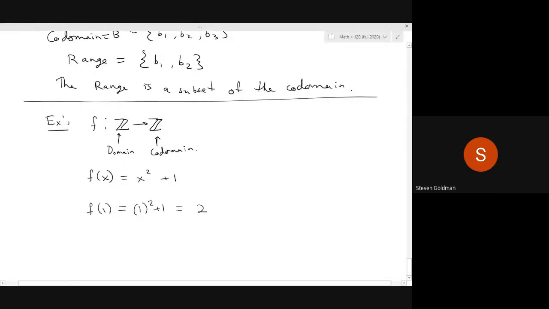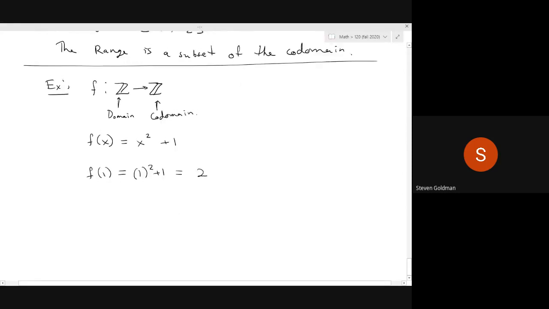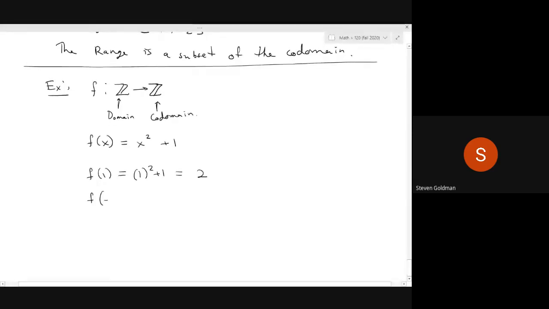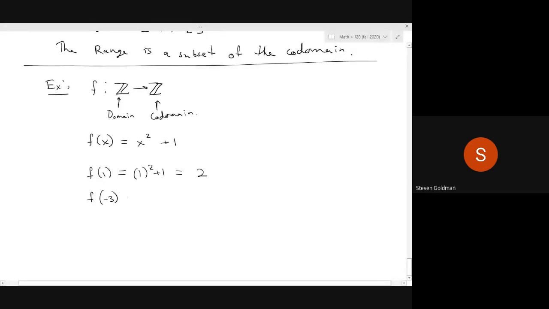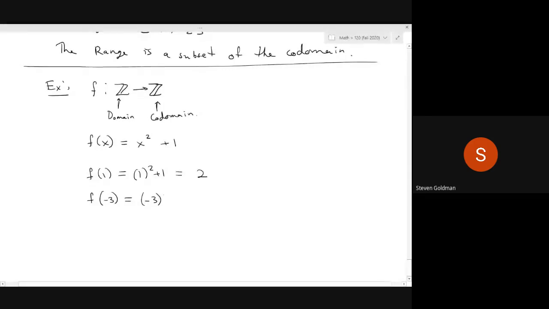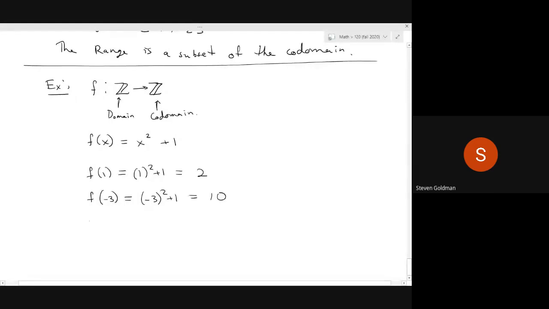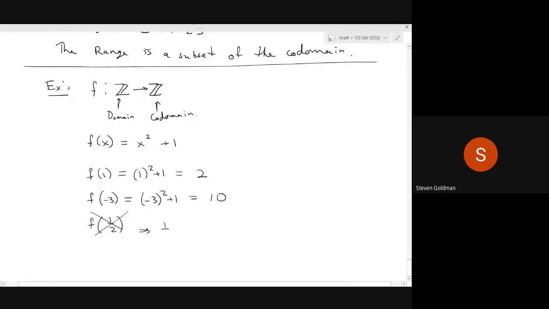How do I assign elements from the domain to the codomain? What if I plug in -3? That's also an integer, so I'm allowed to plug that in. That's in the domain. That would be (-3) squared plus 1. That would be 9 plus 1, which is 10. Since I told you the domain is the set of integers, I'm not allowed to plug in anything that is not an integer. So I would not be allowed to plug in a half. I can't do that. 1/2 is not in the domain.